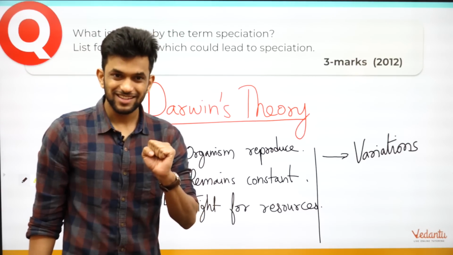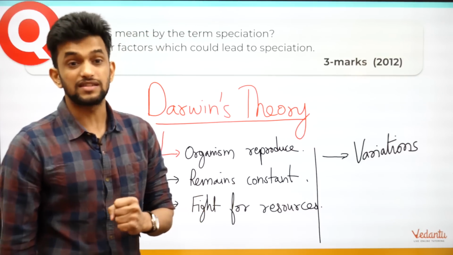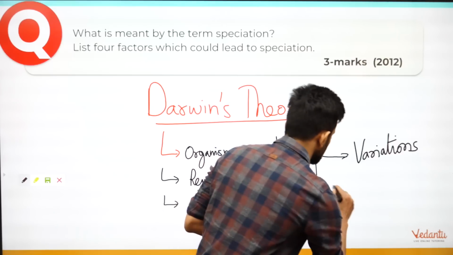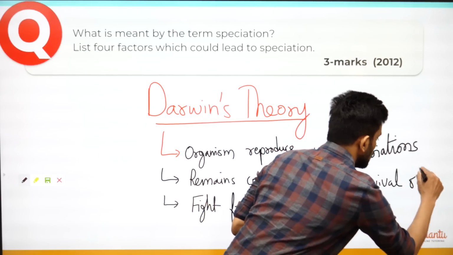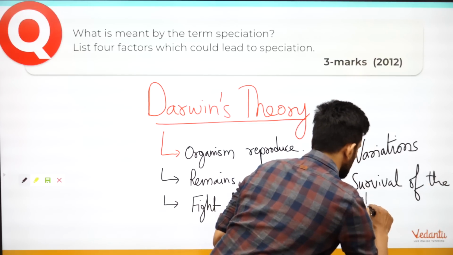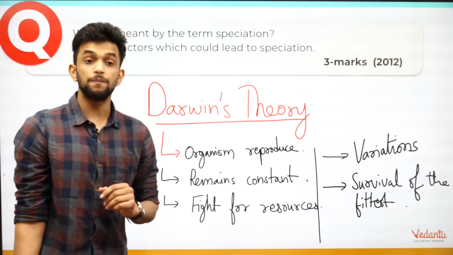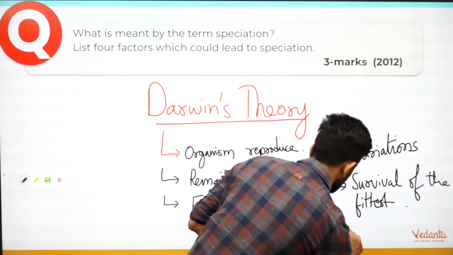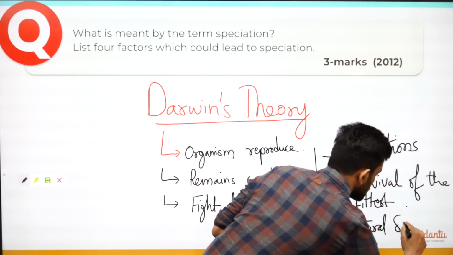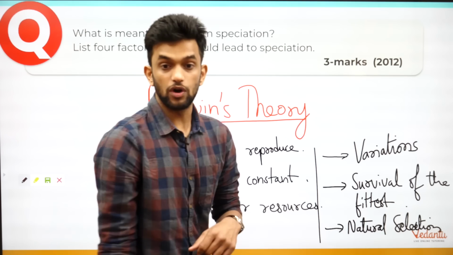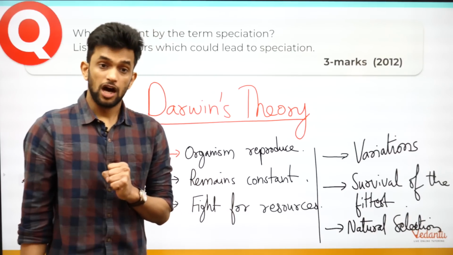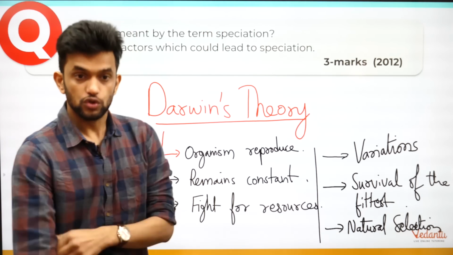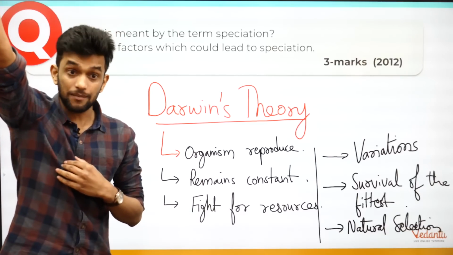Are you able to follow? There exists variation within organisms of the same species. This helps in the survival of the fittest. Variation exists, whoever is fittest will survive, and we call it natural selection. Whatever organism is selected by nature passes on its characters to the next generation. So my character will be passed on, and will survive for a longer period of time. So I'll be the fittest.